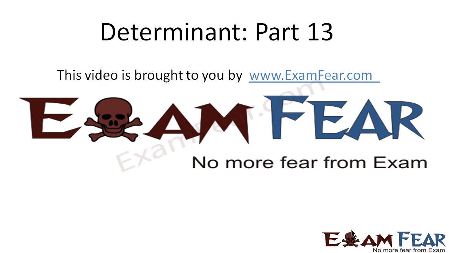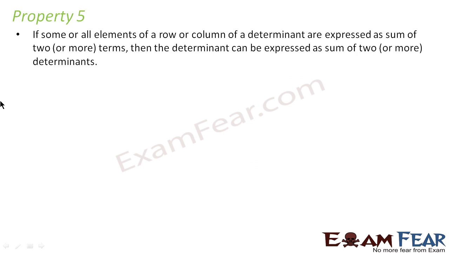Before watching this video, please make sure that you have watched part 1 to part 12. Now let's understand property 5. It says that if some or all elements of a row or column of a determinant are expressed as sum of two or more terms, then the determinant can be expressed as sum of two or more determinants.